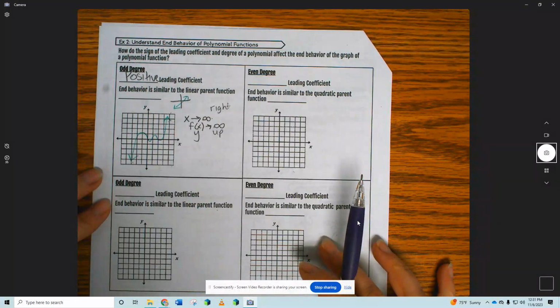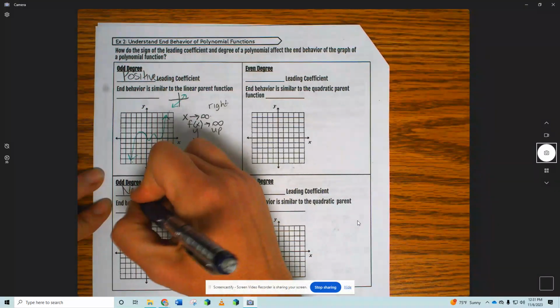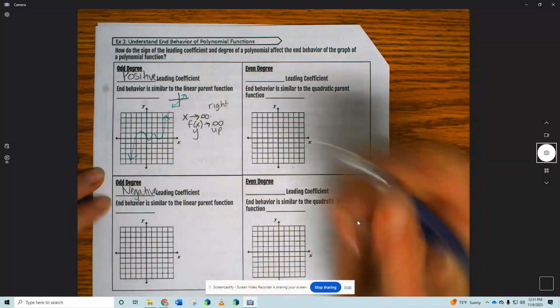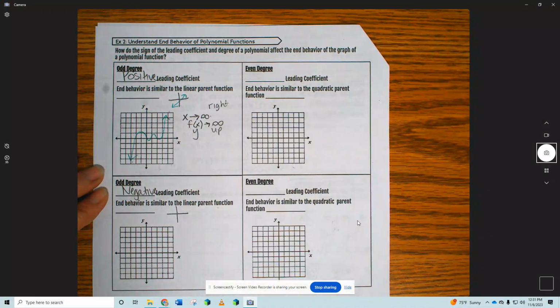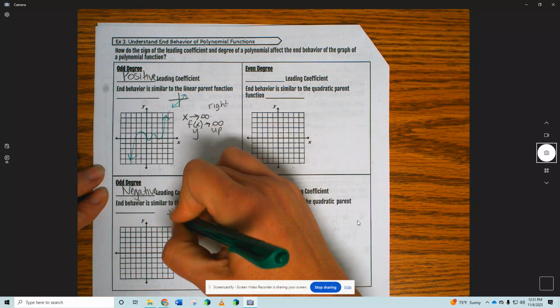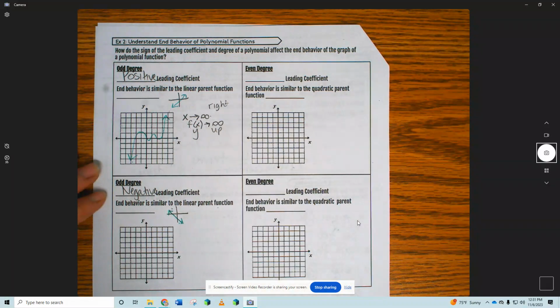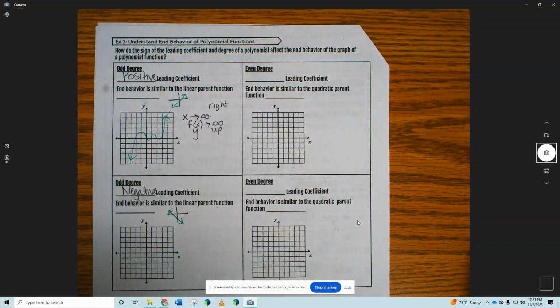Odd, negative. Negative leading coefficient. It would look similar to this straight line, like that. So, I have to talk about the end behavior and I have to draw it.